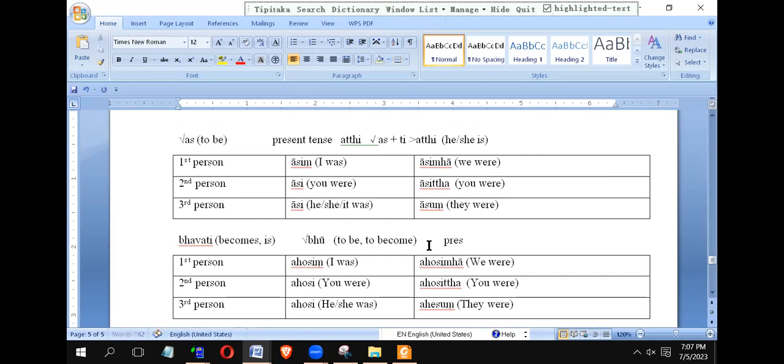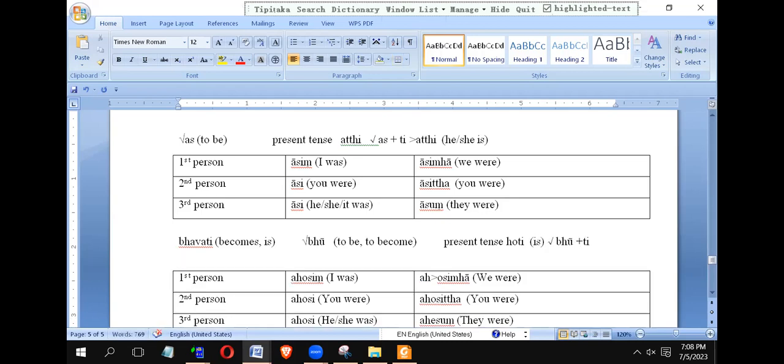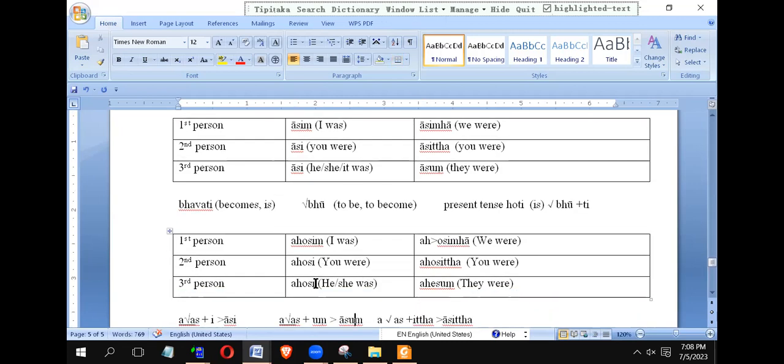Present tense is, remember we always see this hoti, all right? How do you get the hoti? From the bhū plus the ti, and this third person singular, you get the hoti, okay? It means that he is, this is a present tense, he is, all right? Hoti. But past tense will be a different form, all right?